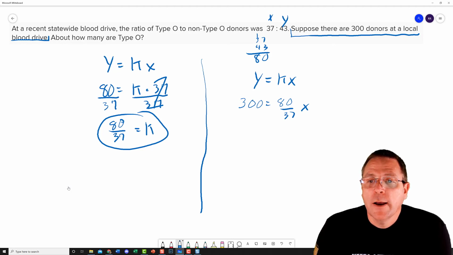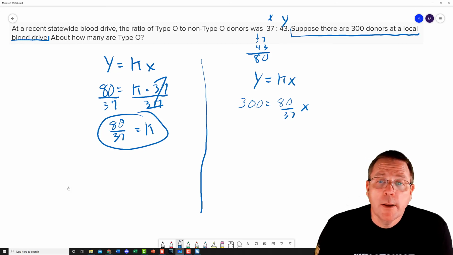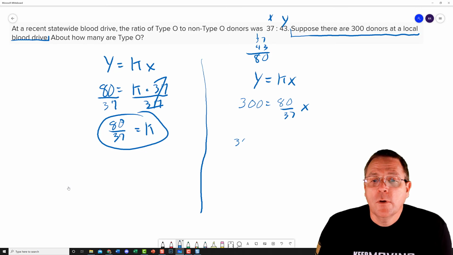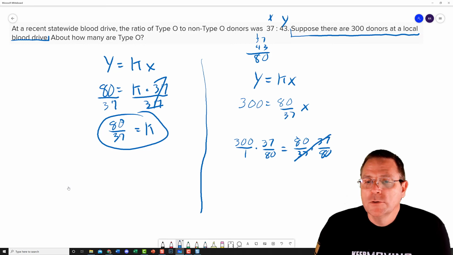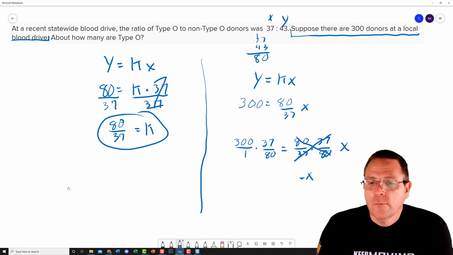We're going to divide both sides by 80 over 37, which is the same thing as multiplying both sides by the reciprocal. So I'm going to get 300, changed to an improper fraction, times the reciprocal, 37 over 80, is equal to 80 over 37 times the reciprocal, 37 over 80. Those just divide each other out, leaving x. So x on the right is equal to, and on the left we can do some simplifying.